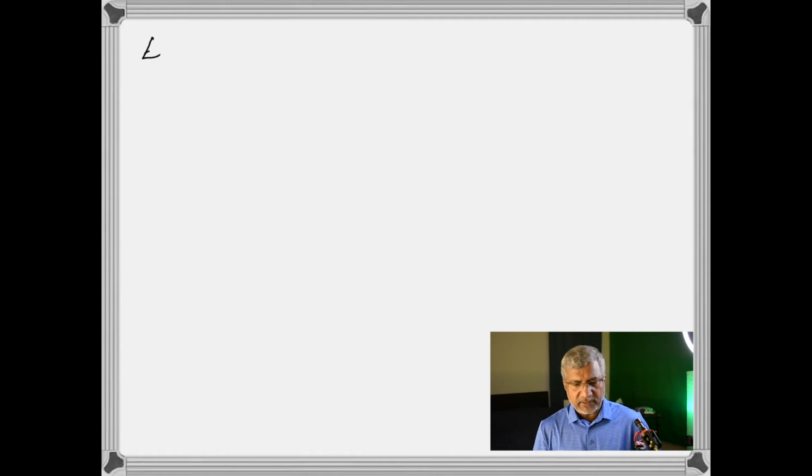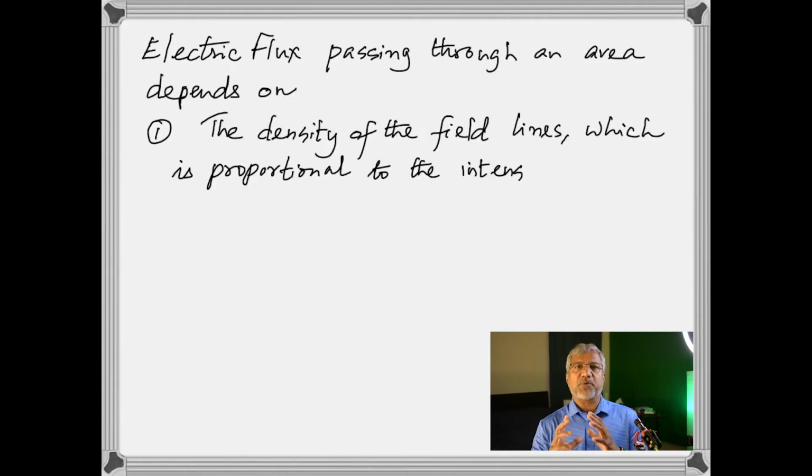So when we get into electric flux, we see that electric flux passing through an area depends on three quantities. The first quantity is the density of field lines, which I talked about just now, showing how close or how distant the lines are, which is actually proportional to the intensity of the field. Okay? So that's the first quantity that electric flux depends on.